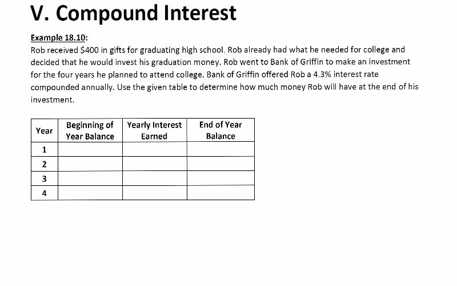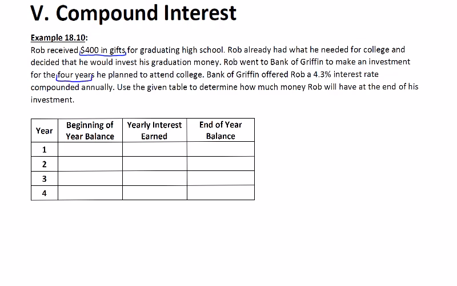So we have here that Rob received $400 in gifts for graduating high school. And Rob already had what he needed for college and decided that he would invest his graduation money. Very forward-thinking young man. Rob went to the obvious choice, Bank of Griffin. Doesn't really exist. It's just a fictional place. To make an investment for the 4 years he planned to attend college. So he's planning on being there for 4 years.